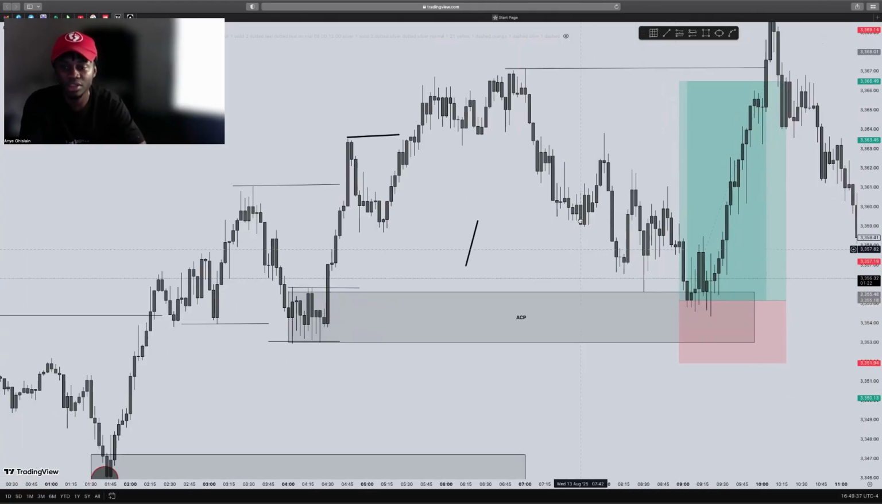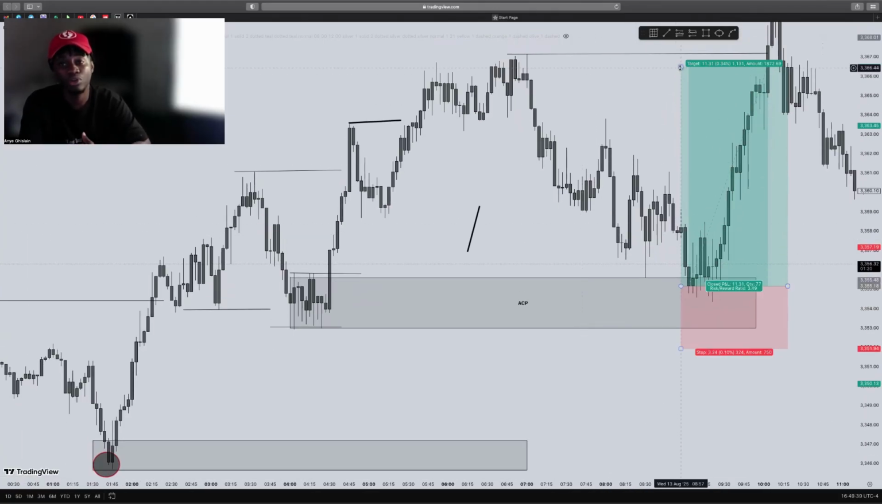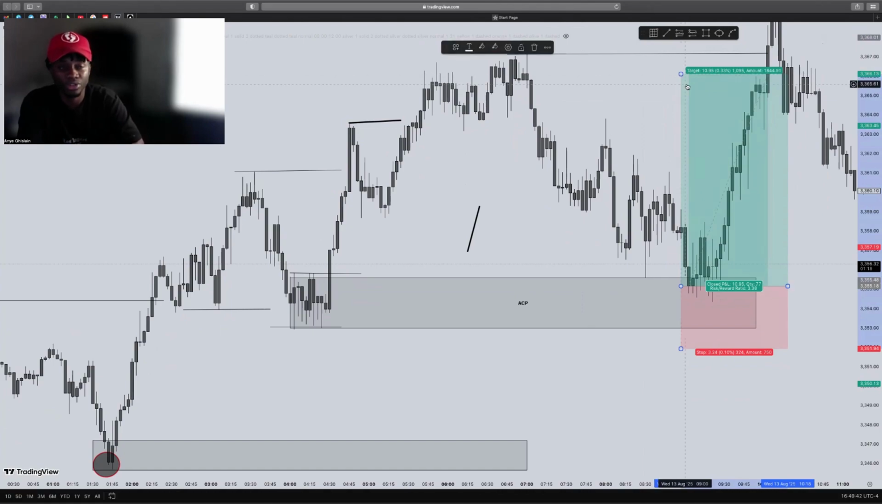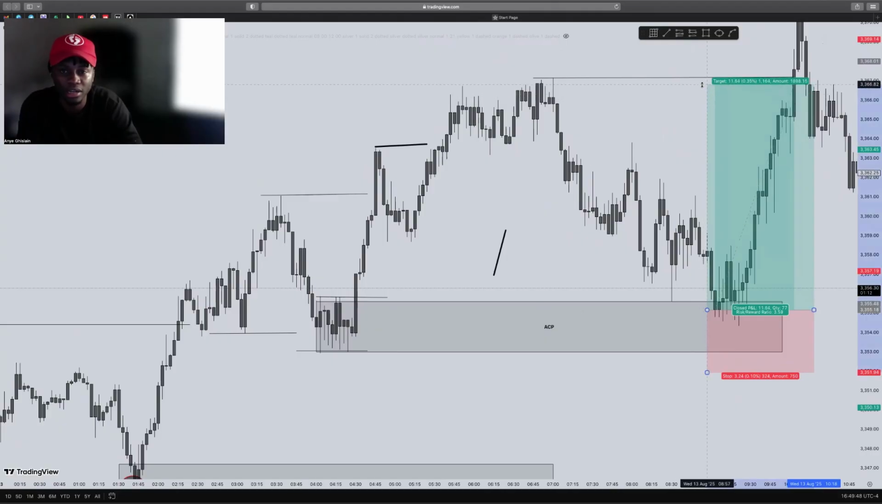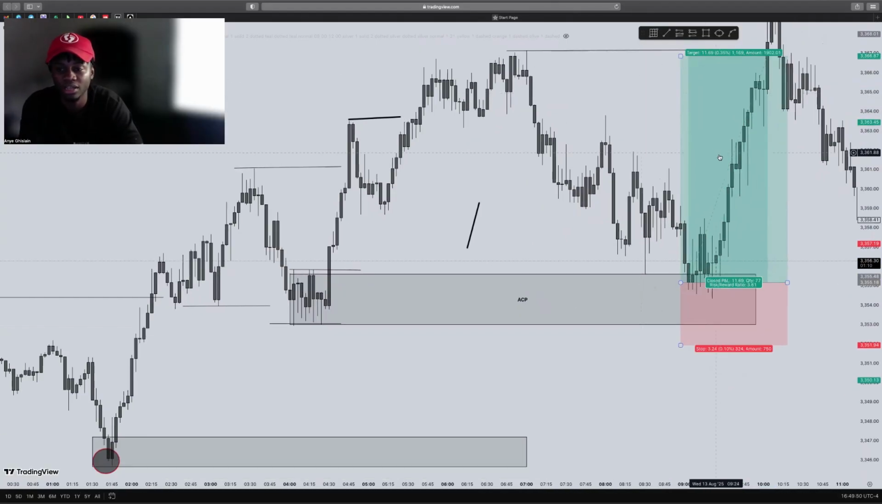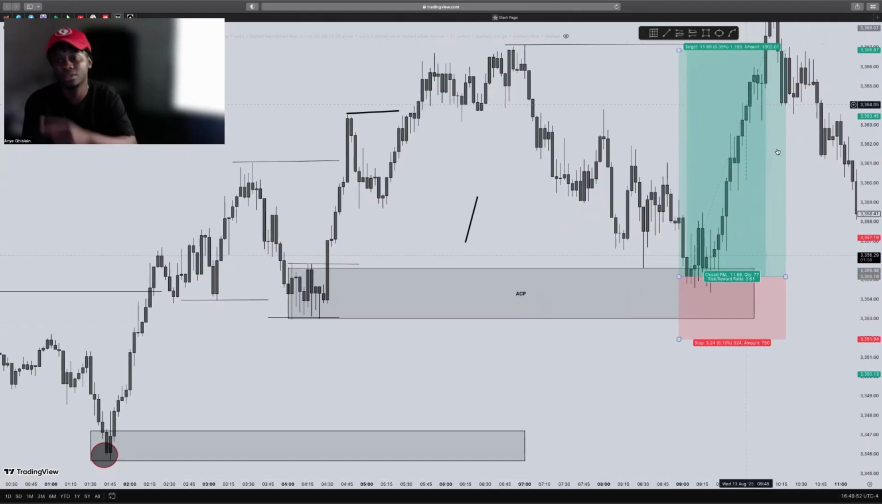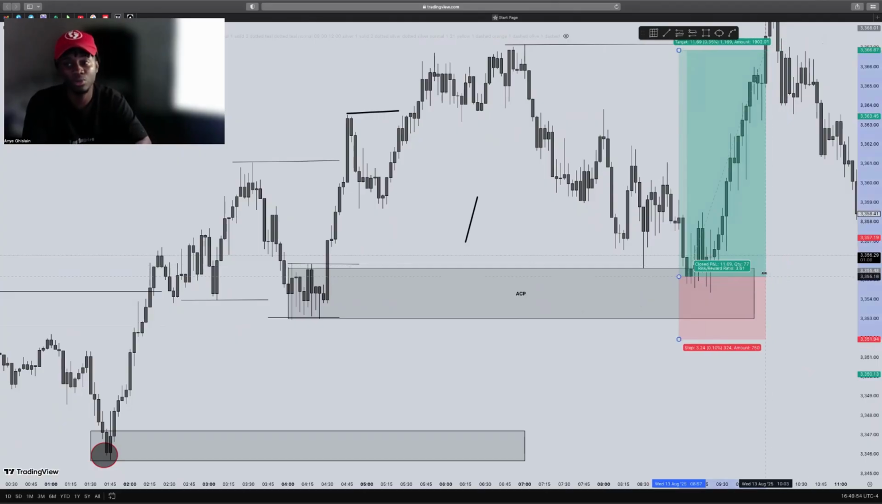All right. So price is right there. What do I do? I would normally go for 1 to 4 on average. Like 1 to 4, 1 to 3. Depends how I feel. But in this case, I'll just take the highs. And when I take the highs, I just take the highs like that. That is a 3.6 R. And that trade is a good one, right?